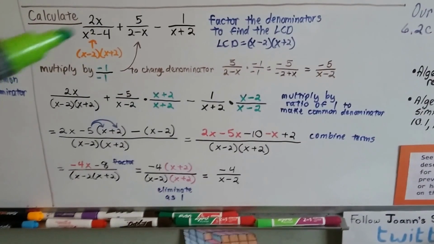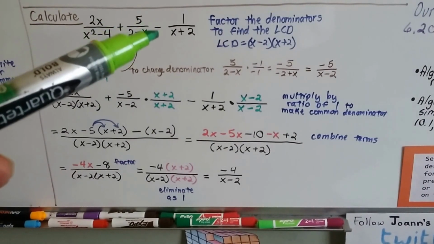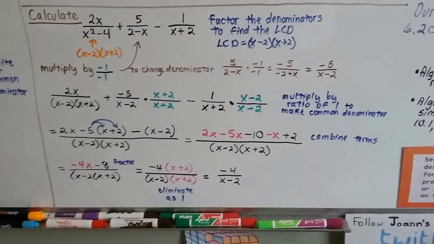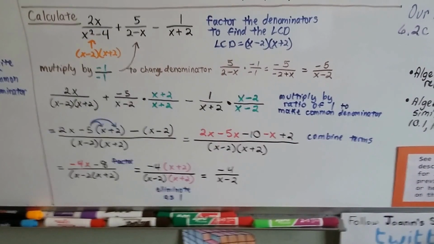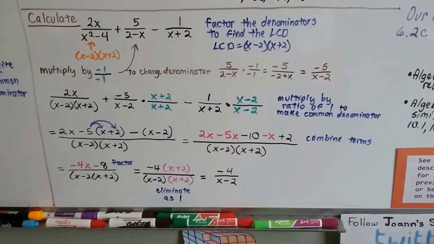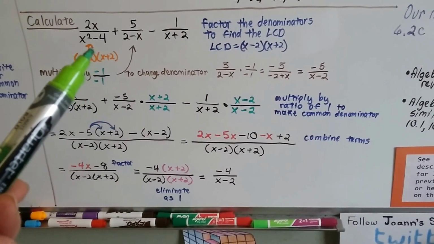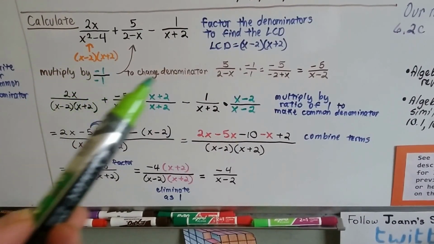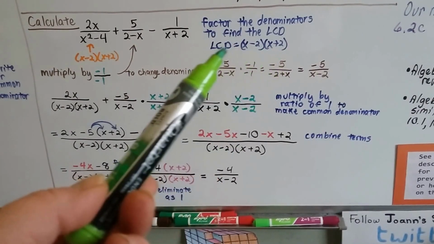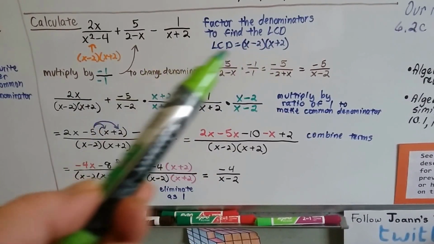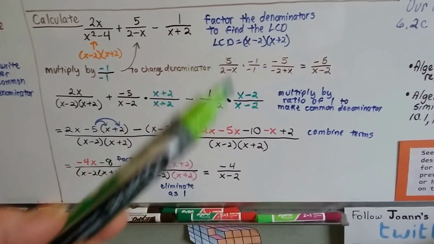Now take a look at this one. This one's got an addition here, but a subtraction sign here. Well, we can still calculate this. Do the same thing. We're going to factor the denominators to find the least common denominator. This is an x minus 2, x plus 2. And that is going to be our least common denominator that we need to have as the denominator for all of them.